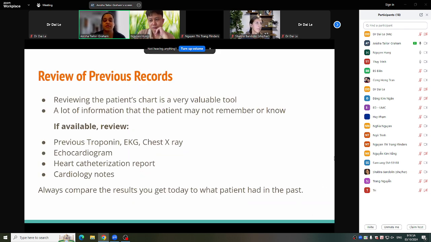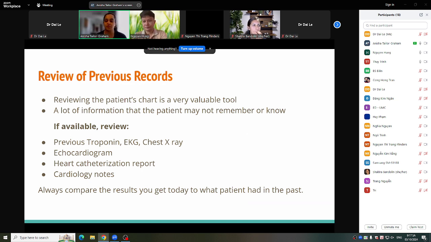And then, of course, it's always important to review the previous records if they're available for you. So this is a very valuable tool because it can provide you a lot of information that the patient either may not know or might not remember. So things that we want to be reviewing in particular for patients who are coming in with chest pain is any previous troponin levels that they might have and compare it to the troponin level that you've gotten today, any previous EKGs they might have, any previous chest x-rays or chest imaging that they might have.